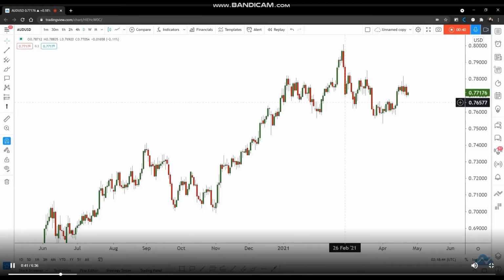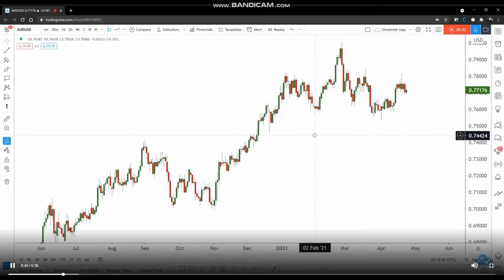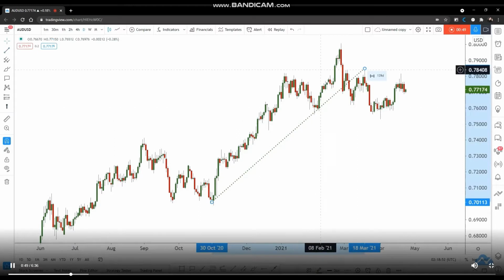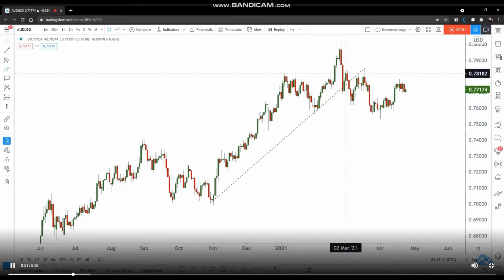I'm looking at Aussie USD right now, on the daily time frame. If I were to draw a trend line like this, you can see that the ascending trend line has been broken right here, as well as retested before it pushed down lower. So in this bullish market, I will be looking for a short.